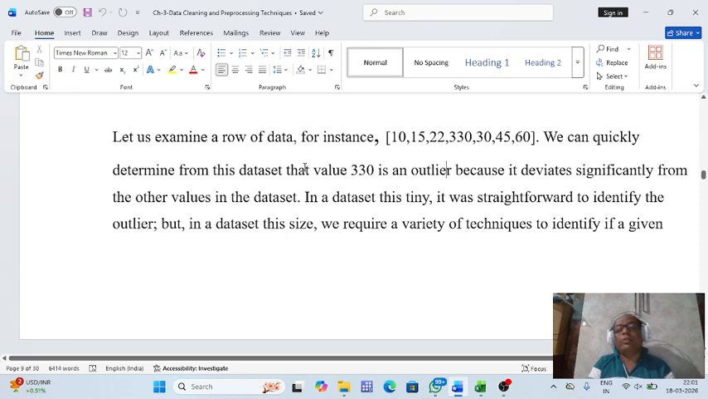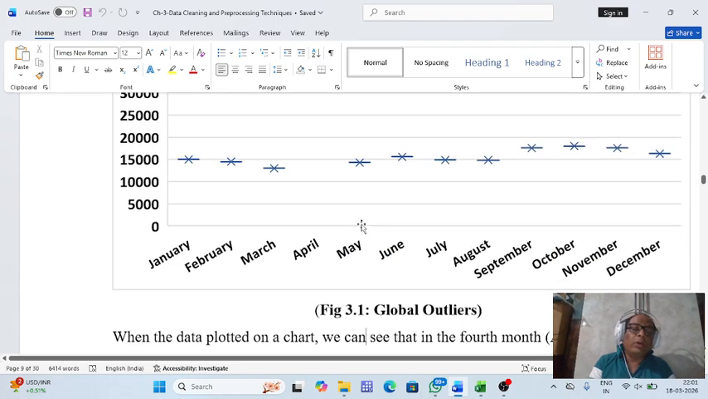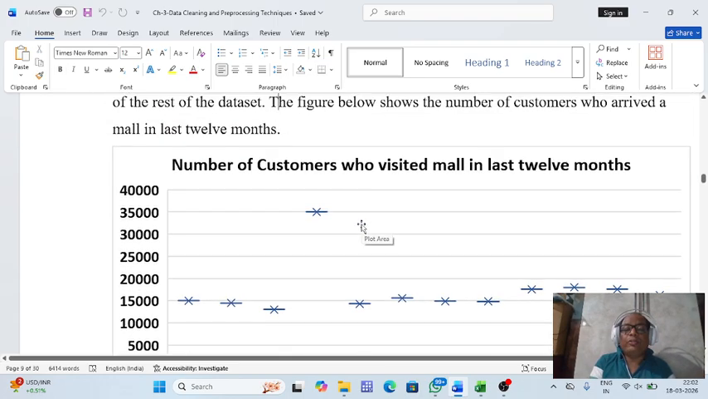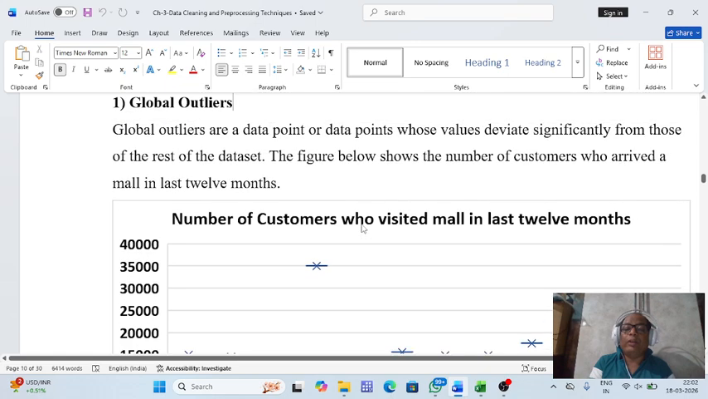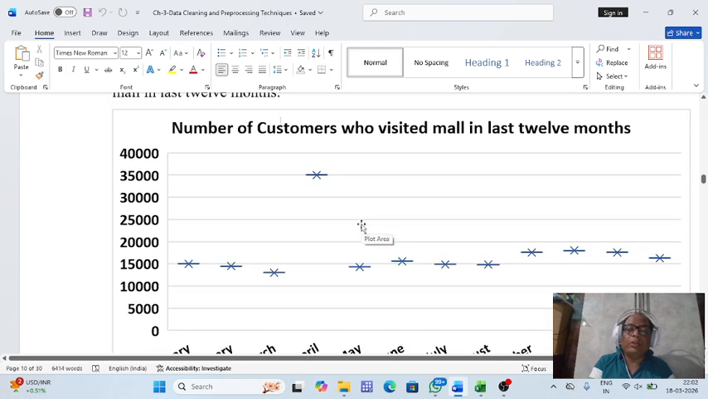The question is, what are the different types of outliers? So in this case, there is a global outlier. What is the meaning of global outlier? These are the points or values which deviate significantly from the rest of the data in the data set.